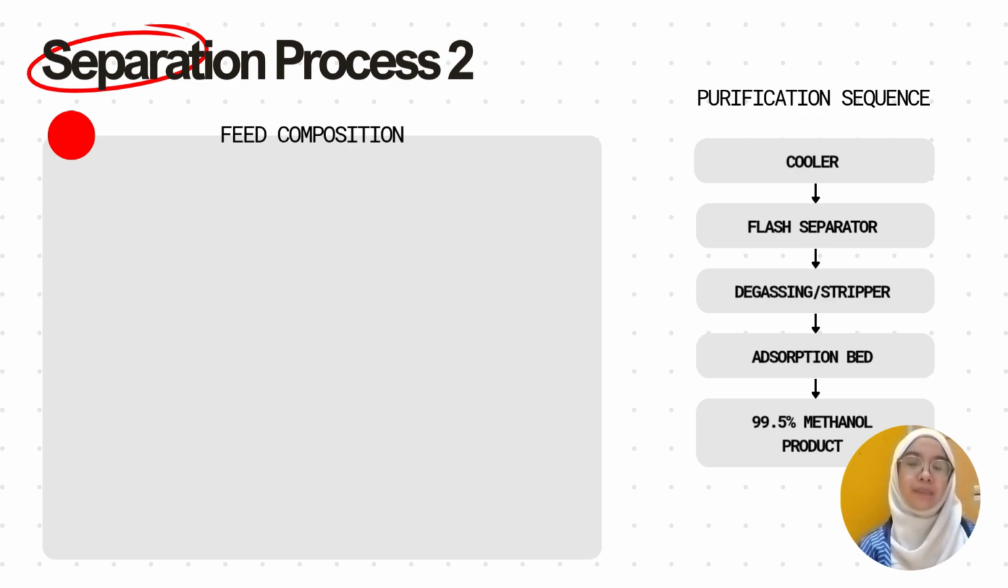After the cooler and flash separator, it goes to a degasser stripper. This is mainly to remove the dissolved gases. However, it doesn't remove the water. And since there's still quite a lot of water inside the methanol stream, that's why we also have to go through the adsorber. So the adsorption bed that we chose is made out of 3A molecular sieve.